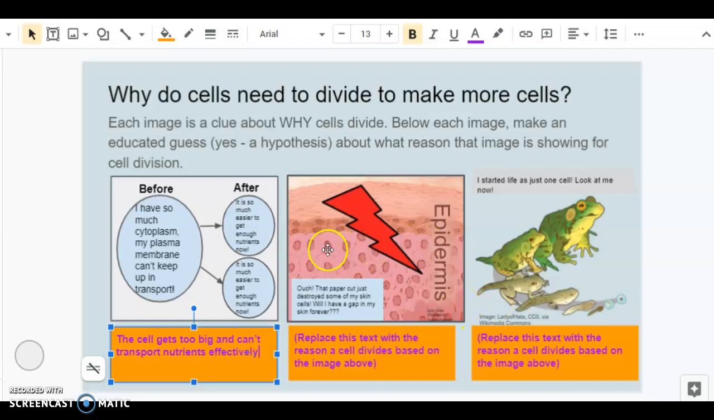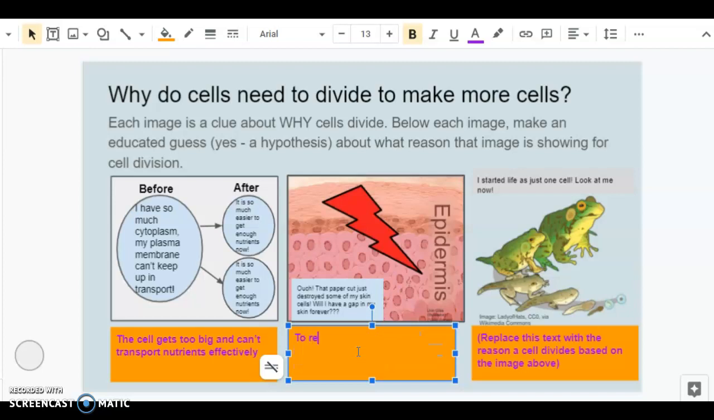In this image, we have the epidermis, which is your skin, and we have an injury that has split the skin, damaging cells. Ouch! That paper cut just destroyed some of my skin cells. Will I have a gap in my skin forever? And the answer is you will not, because sometimes cells divide to replace damaged or dead cells.